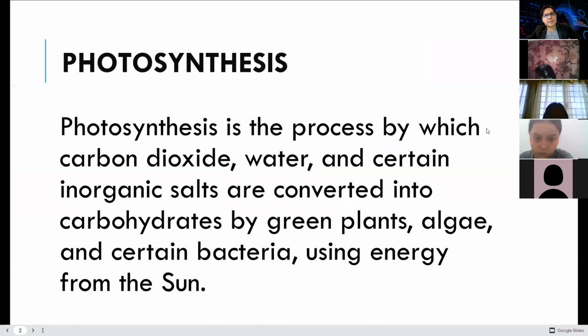Photosynthesis. What is behind photosynthesis? Photosynthesis is a process by which carbon dioxide, water, and certain inorganic salts are converted into carbohydrates by green plants, algae, and certain bacteria using energy from the sun. Take note that the sun is not just the ultimate source, but rather one major source of energy.